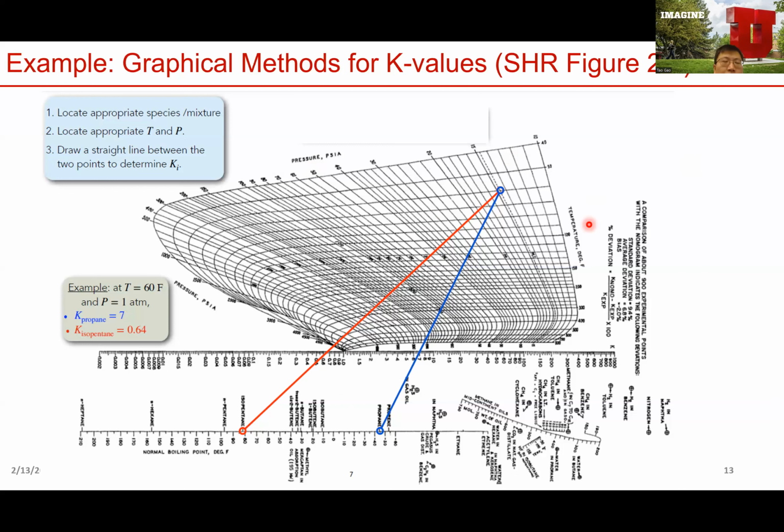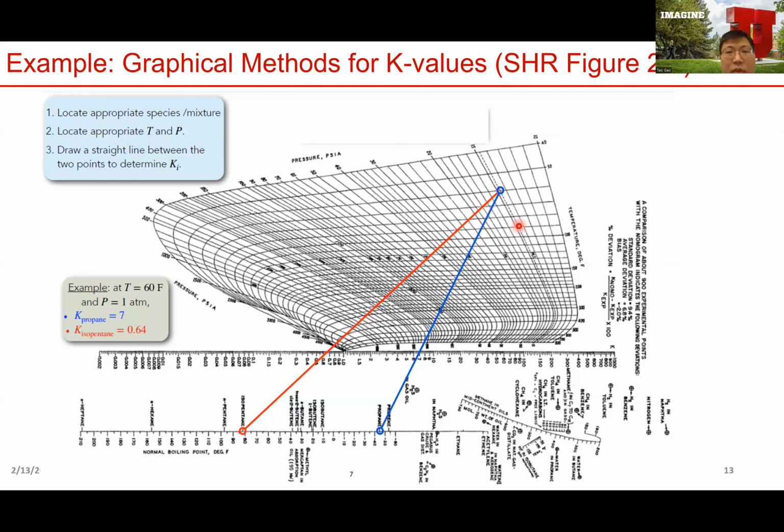For example, if we want to find out the K value of propane and isopentane at a temperature of 60 Fahrenheit and 1 atmosphere pressure, first thing we do is locate the temperature and pressure on this map, right? So 1 atmosphere, that's like 14.7 PSIA. That gives us this dashed line here. Then we have 60 Fahrenheit. That's here, right? Then that gives us this circle.